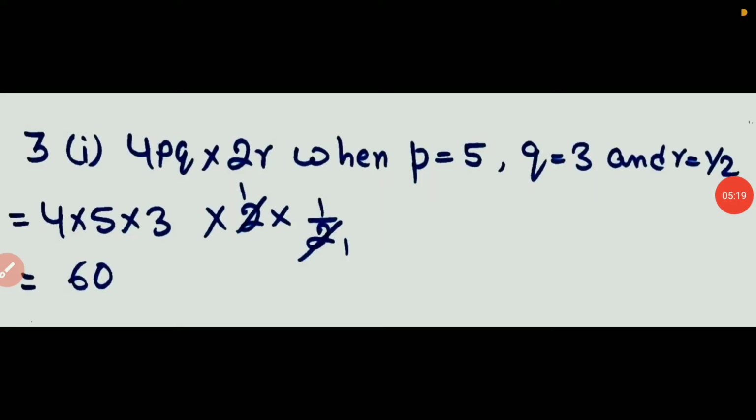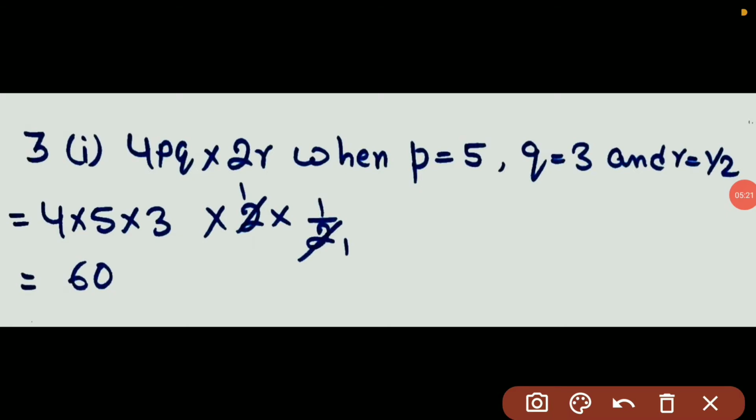Coming to the solution of number 3.1, the question was 4pq multiplied by 2r when p equals to 5 and q equals to 3 and r equals to half. Okay, so that will be equals to 4 multiplied by 5 into 3 multiplied by 2 multiplied by half. So 4 into 5 shall give me 20 and multiplied by 3 shall give me 60. Half into 2 shall give me 1, so 60 into 1 shall give me 60. So our answer is 60.